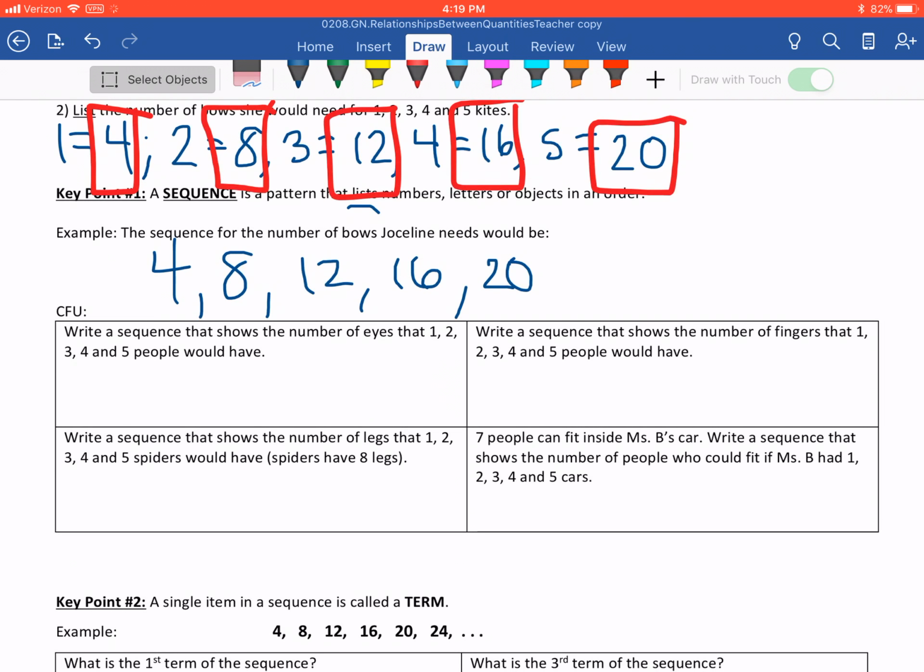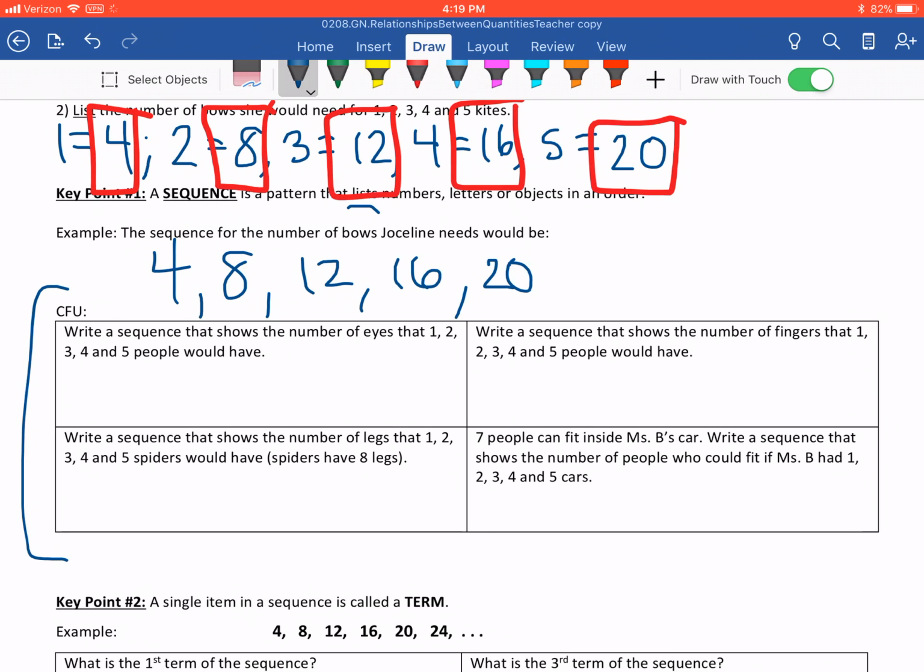There are 4 CFUs here. I'm not going to go over all of them, but I do want you to attempt all of them, and I'm going to go over the first 2, and the other 2 we'll check in class. So at this point, go ahead and pause the video, take a second, do all 4 of these CFUs, and then whenever you're ready to check the first 2, unpause the video. All right, let's check this.